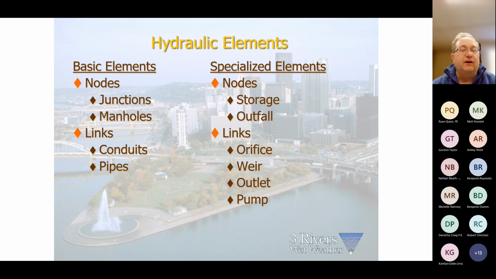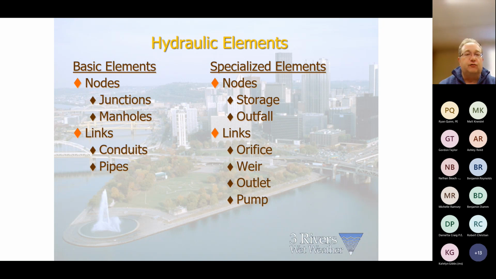Jumping into some of the hydraulic elements that are within SWMM, there's what I would call the basic elements. Your nodes, within the nodes category, are just your junctions and manholes. So those are just places where pipes are coming together. Or sometimes a junction is more where there isn't a manhole, but you have a connection of 2 pipes together that is kind of a blind connection. You have your links, which are your conduits or pipes.